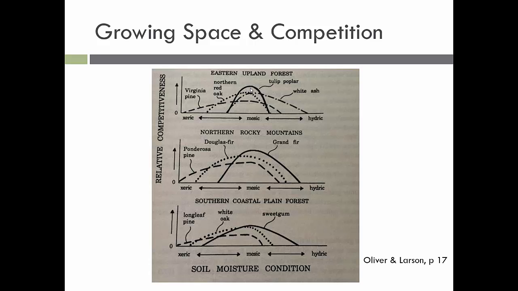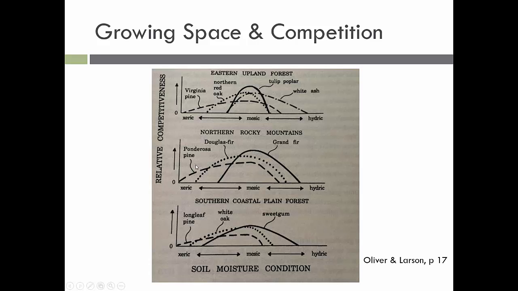outcompete it. So on both of these, Virginia pine and tulip poplar both want to be on these mesic sites, but tulip poplar is able to outcompete because it's able to use what's available on that site better. And we see this in other places. We see it with ponderosa pine and Douglas fir and grand fir.